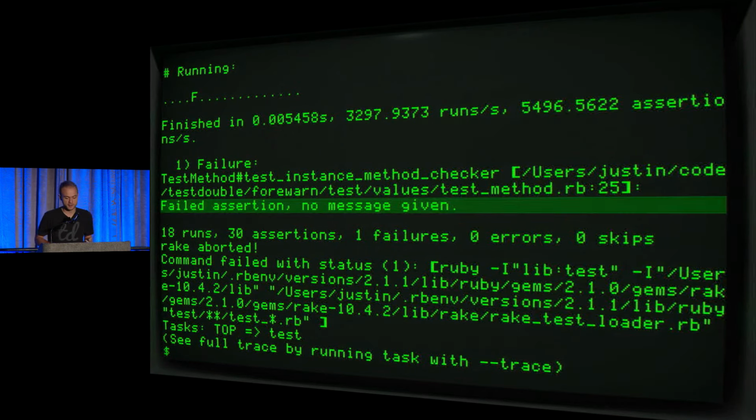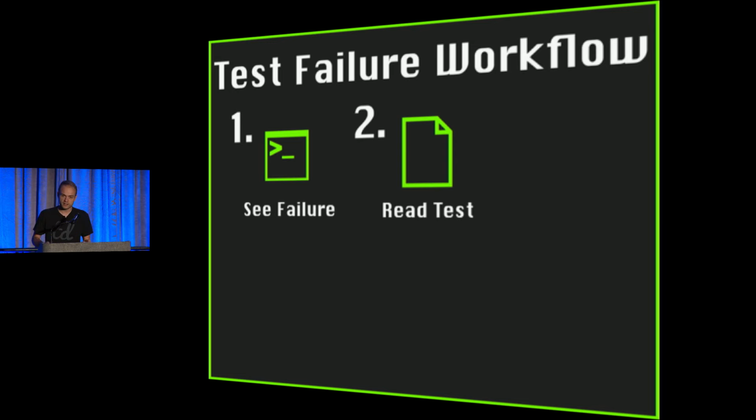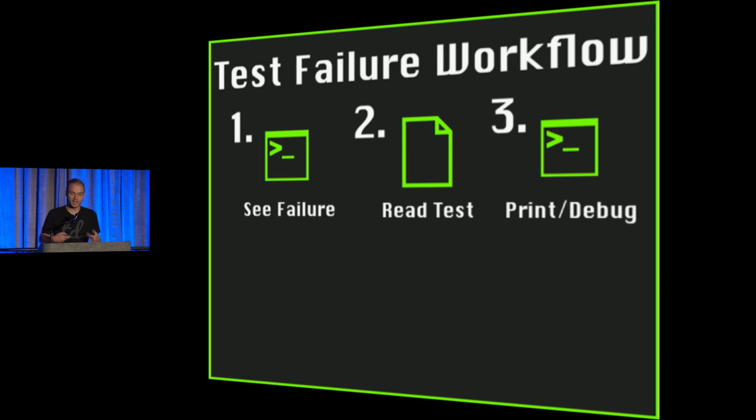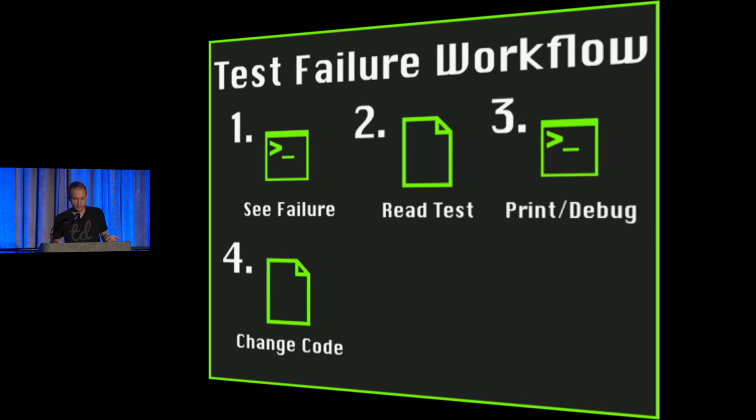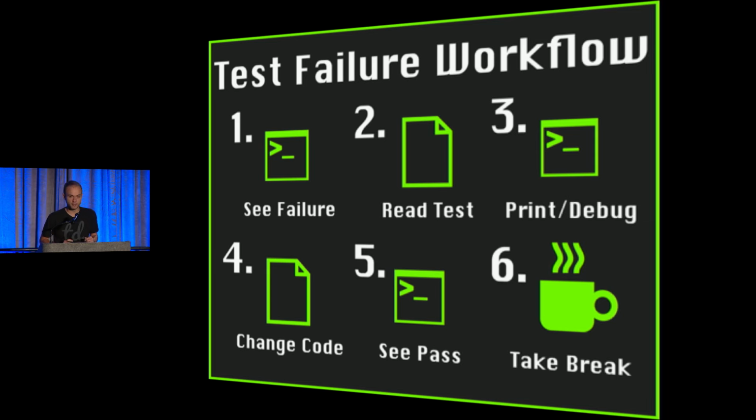That's not a great error message. This doesn't really cue me in. I see it's line 25. So my workflow to resolve this issue: see the failure, read the test, find line 25, put out a print statement or start a debugger. Then I can change the code, hopefully see it pass. And by now, because 20 minutes have elapsed, I'm ready to take a break. And that's my reaction every single time any test fails.